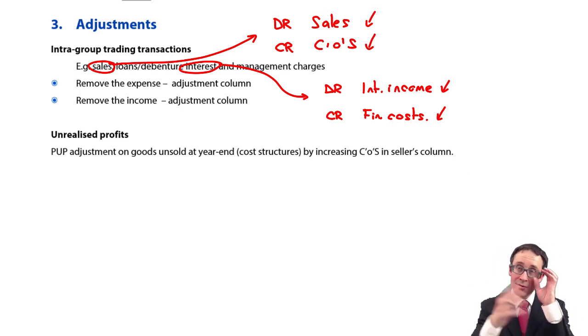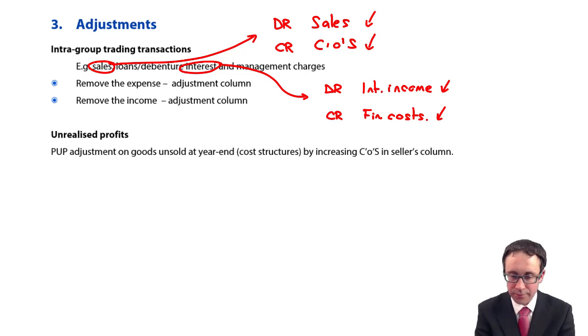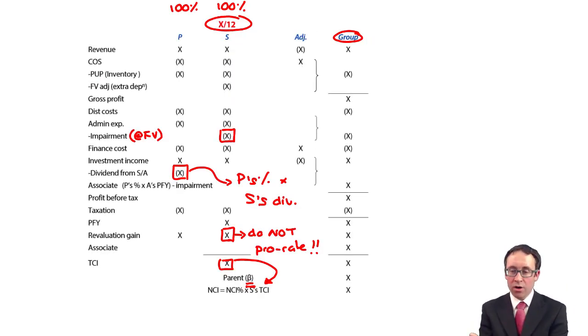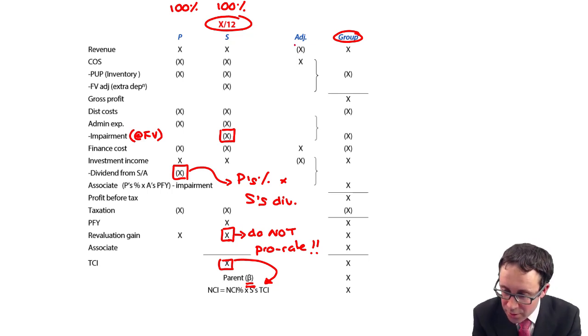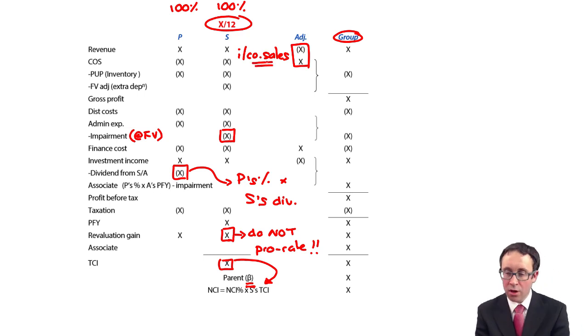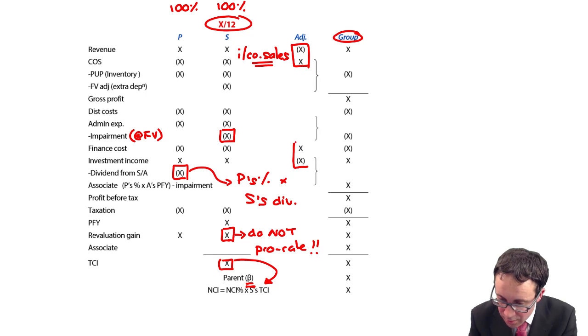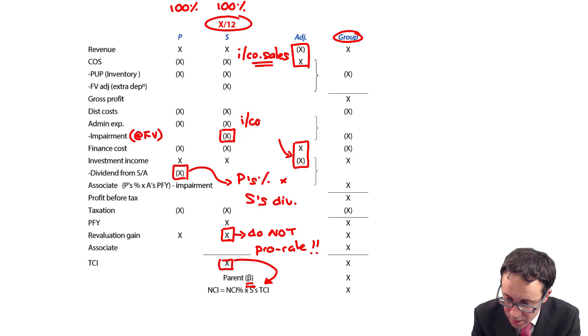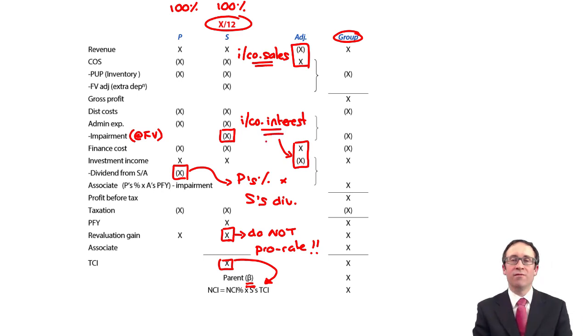So what you can then go through and see, if you go back a few pages within your notes, these adjustments that you've got now are here. You can see there the adjustment for the intra-company sales, reducing revenue and reducing costs. And here you have the intra-company interest, reducing the finance cost and reducing the investment income on a line by line basis. Okay.